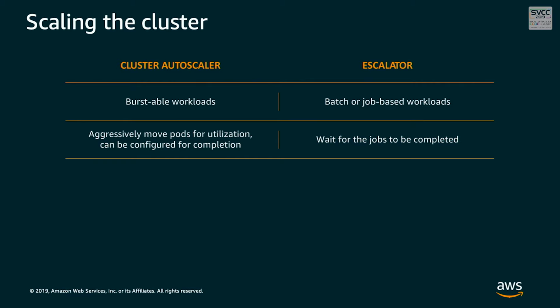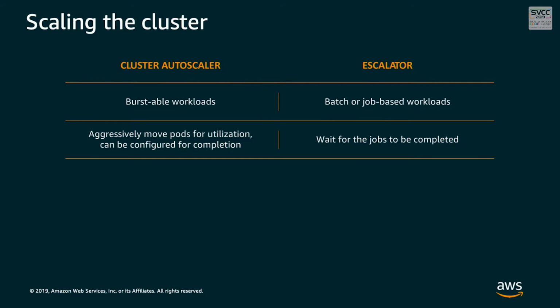What's the main difference then? In terms of cluster autoscaler, it will aggressively move your pods around. So let's say you have 10 nodes, and on each of those 10 nodes, you have two pods running. It'll say, you know what, these are stateless jobs, I'm going to terminate these pods, move them to a different node and recycle that node because I want to keep the cost down.